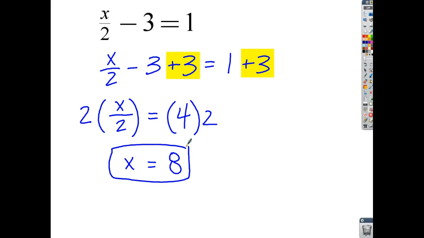Let's check our answer. Okay, if we plug in 8 and we divide by 2, then we subtract 3, it's going to equal 1. So 8 divided by 2 is 4. 4 minus 3 is equal to 1. 1 does equal 1. It therefore checks out.